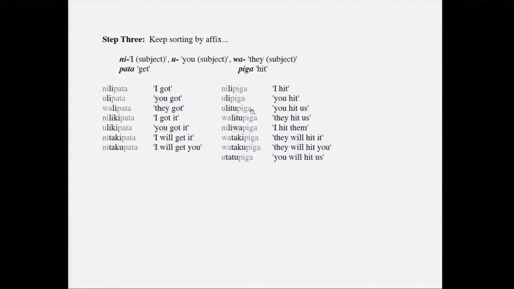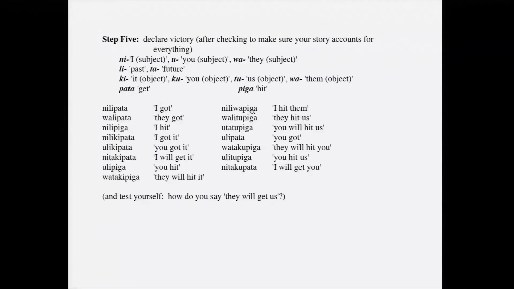And then, maybe similarly, keep sorting them by their affixes. And if you kept doing that, you would discover that there was a subject prefix at the beginning that's either ni or u or wa, right? And then that there is a li prefix for past and a ta prefix for future, right? And that there are also prefixes for the objects, yeah, ki and ku and tu and wa. So if we kept doing what we were just doing, this is where we'd eventually end up.